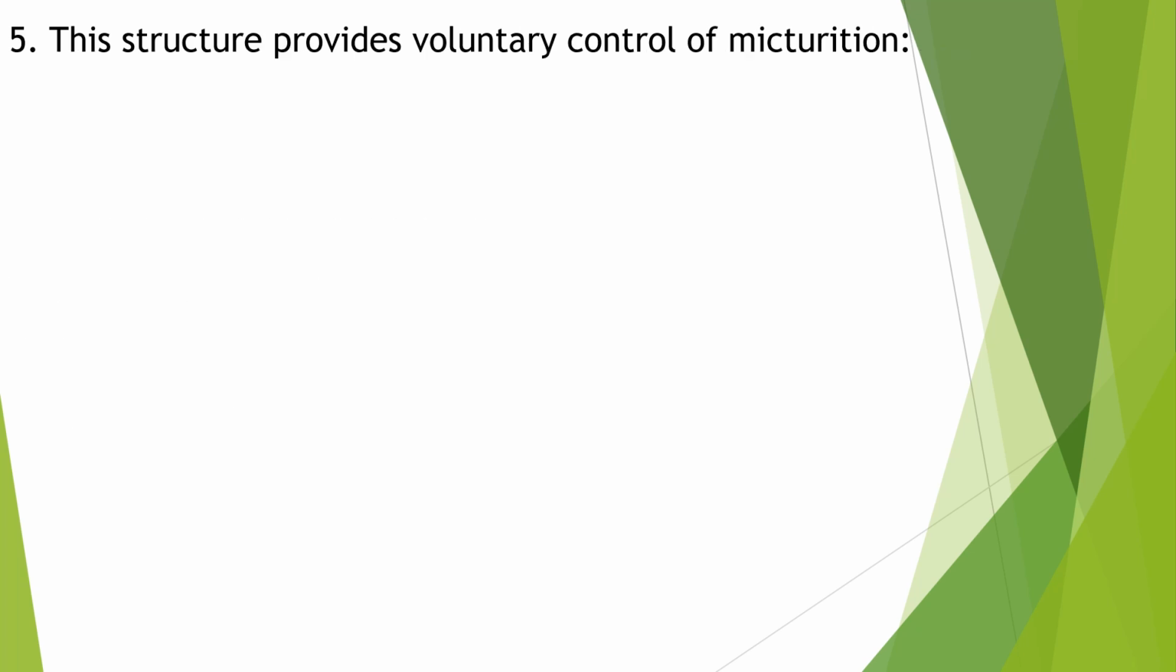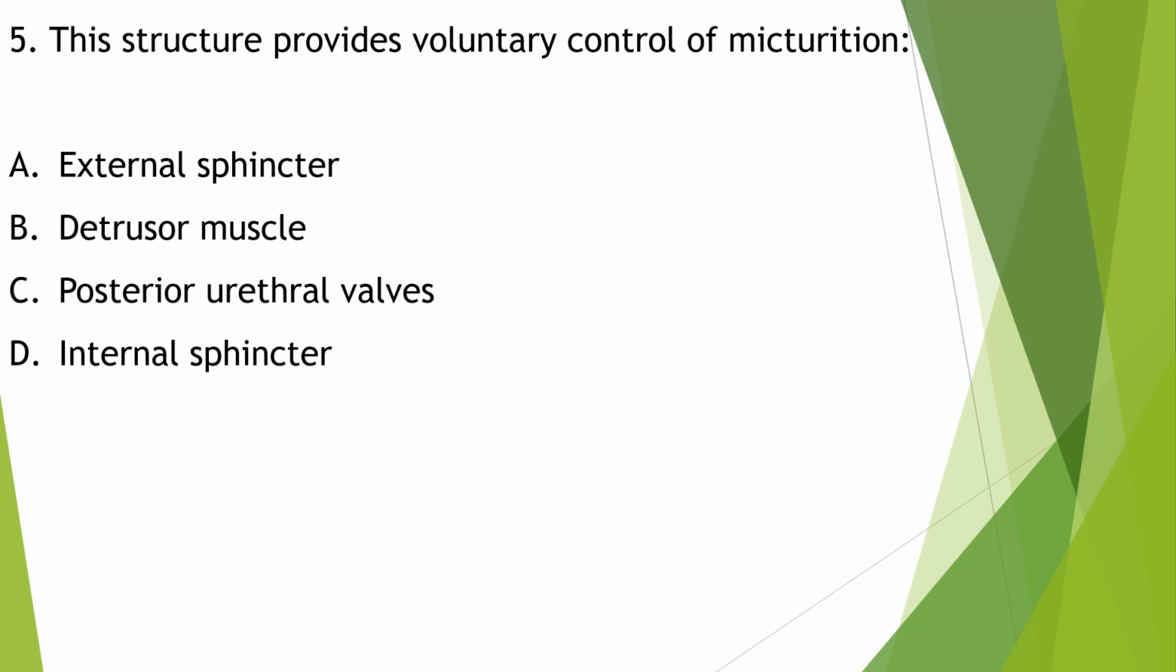Which structure provides voluntary control of micturition? External sphincter, detrusor muscle, posterior urethral walls, or internal sphincter. The external sphincter is under voluntary control. The internal sphincter is involuntary. The detrusor muscle is found on the walls of the bladder. Posterior urethral valves are found in the urethra and act as a valve to block the urine flow.